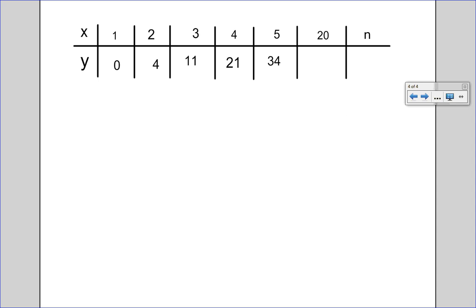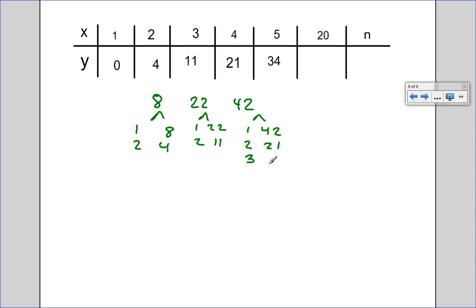So let's go ahead and take each of those and double them. 8, 22, 42. Let's factor that now. 1 times 8, 2 times 4. 1 times 22, 2 times 11. 1 times 42, 2 times 21. Let's see, 3 times 14, and 6 times 7. Let's see if we see a pattern. 1, 2, 3. Well, that looks promising. 8, 11, 14. Hey, that goes by 3, so there is a pattern.